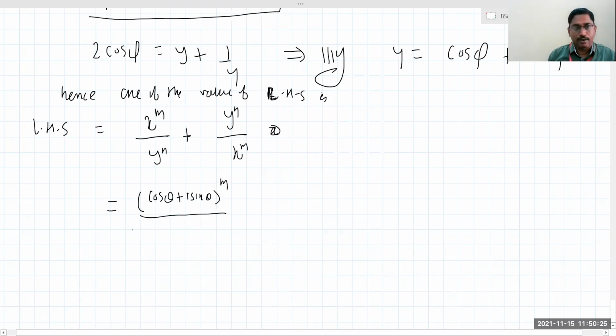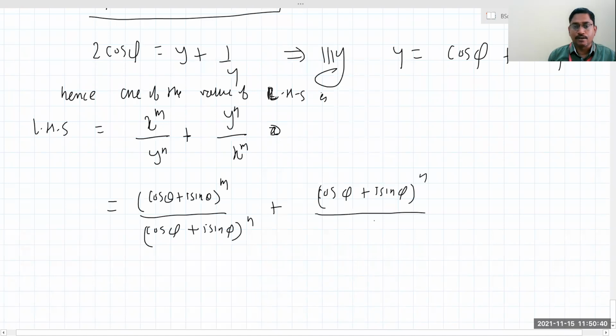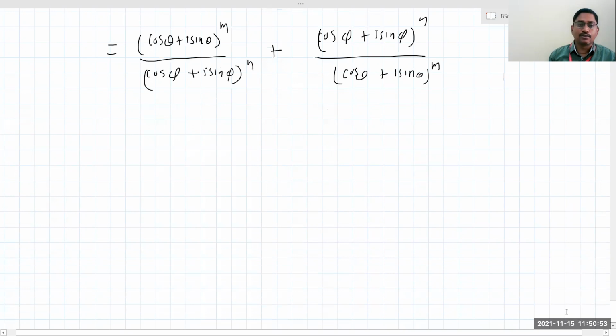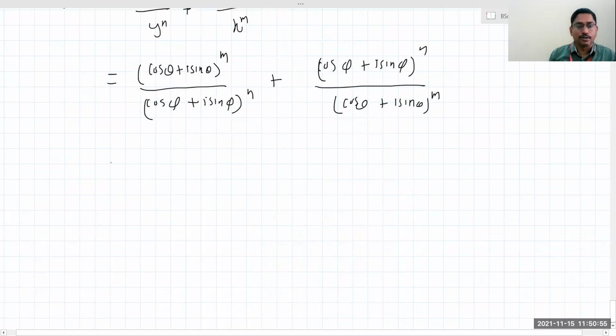Y is cos phi plus i sin phi raised to n, divided by cos theta plus i sin theta. Now here you can apply De Moivre's theorem to the numerator and denominator, and to the two terms separately. Four times you are going to apply De Moivre's theorem here, for the four terms.